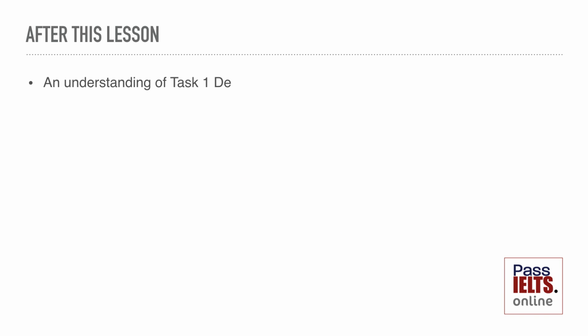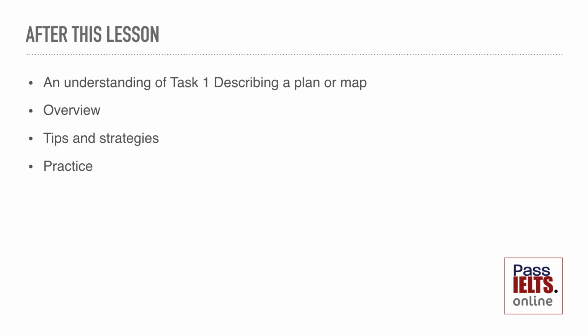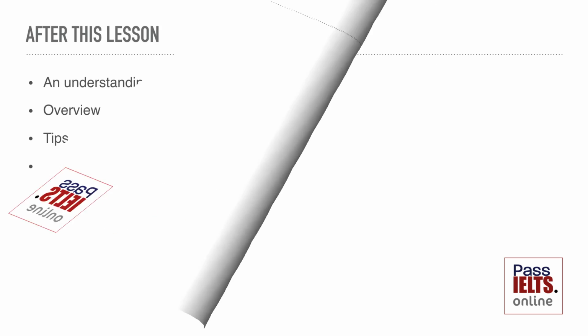After this lesson, you will have an understanding of what to expect in the writing task 1, in which you need to describe a map or a plan. You will have a clear overview of the task and have learned some tips and strategies on how best to approach it. You will also be able to practice using authentic tasks and compare your answers to model answers. There are 2 practice tasks, one which is guided and one you do alone.